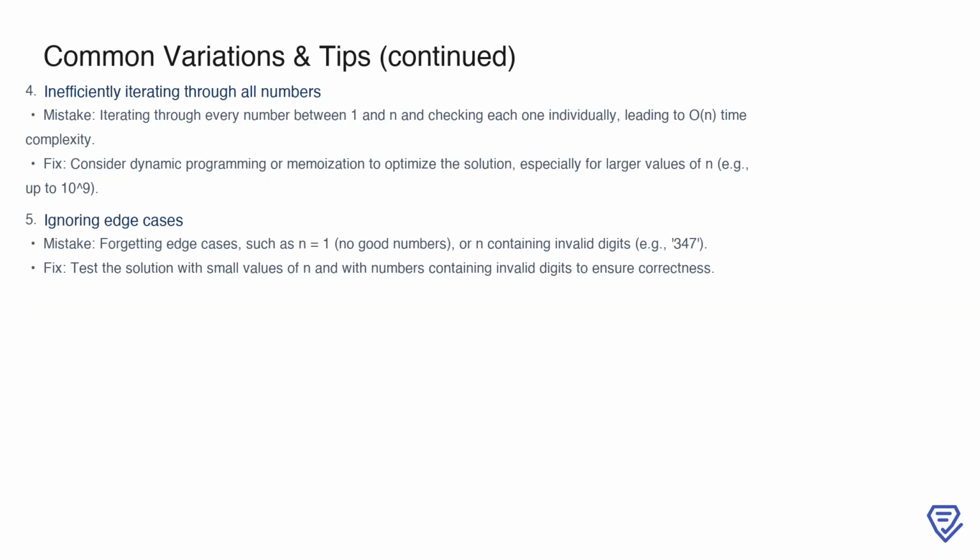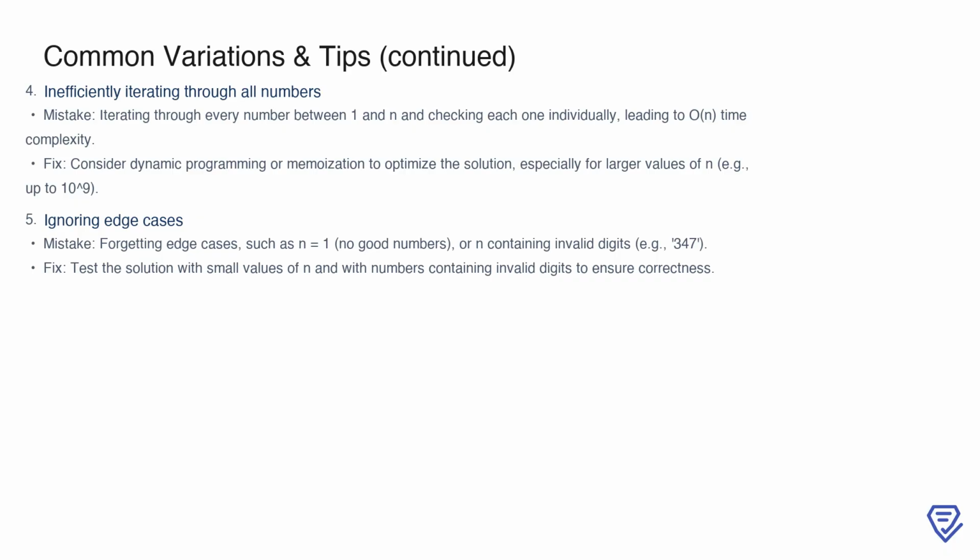Another mistake to watch out for is inefficiently iterating through all numbers from 1 to n. While this approach might seem straightforward, it results in an O(n) time complexity, which can be too slow for large values of n. Instead, techniques like dynamic programming or memoization can optimize the solution by avoiding redundant calculations.